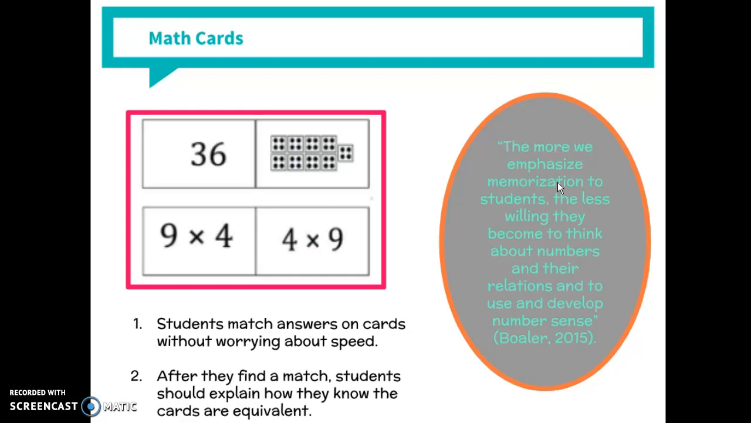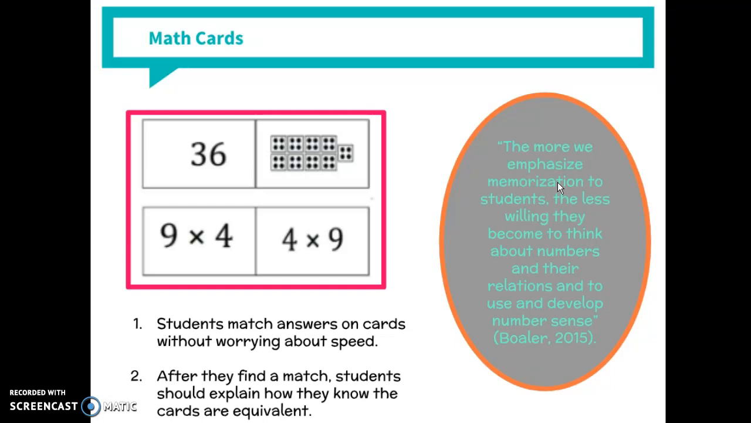So while they look like flashcards, they're set up a little differently. In this case, they are not timed. Students match answers on the cards without worrying about their speed. After they find a match, students should be able to explain how they know the cards are equivalent. I really like this example because it gets them thinking about numbers in a lot of different ways.